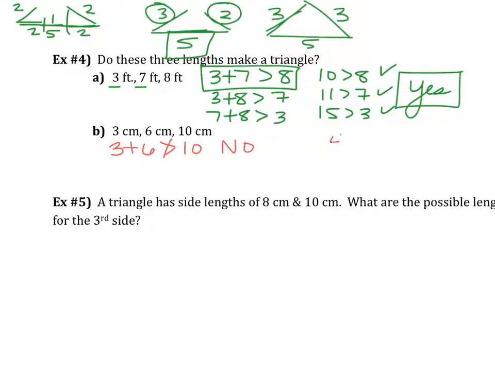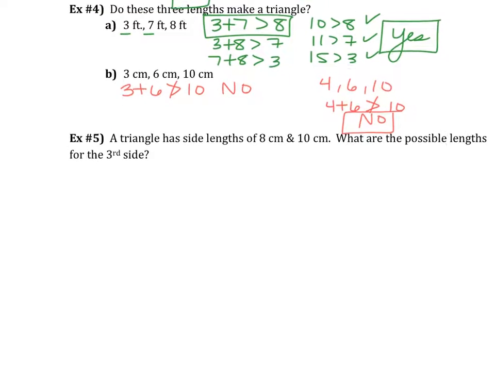What about if you did 4, 6, and 10? Would you get a triangle? Why not? It has to be greater than, not equal to, right? 4 plus 6 is not greater than 10. So if it equals the same, it doesn't matter, okay? It has to be greater than. So this would still be a no.